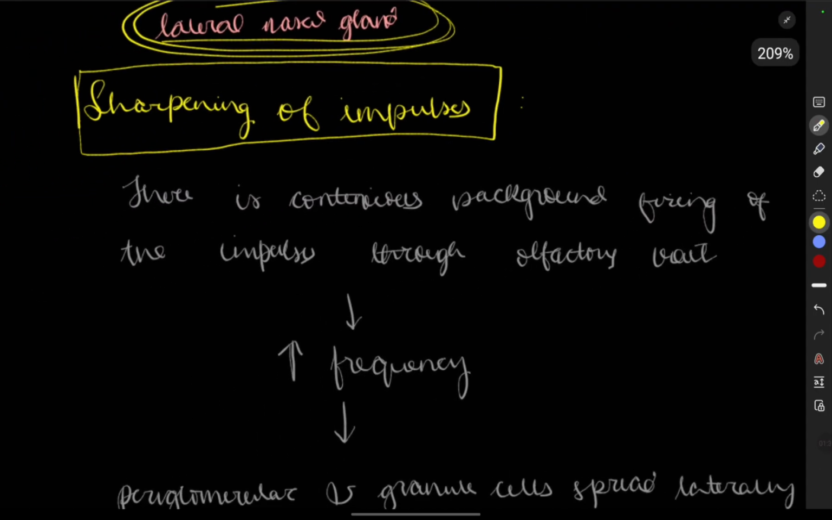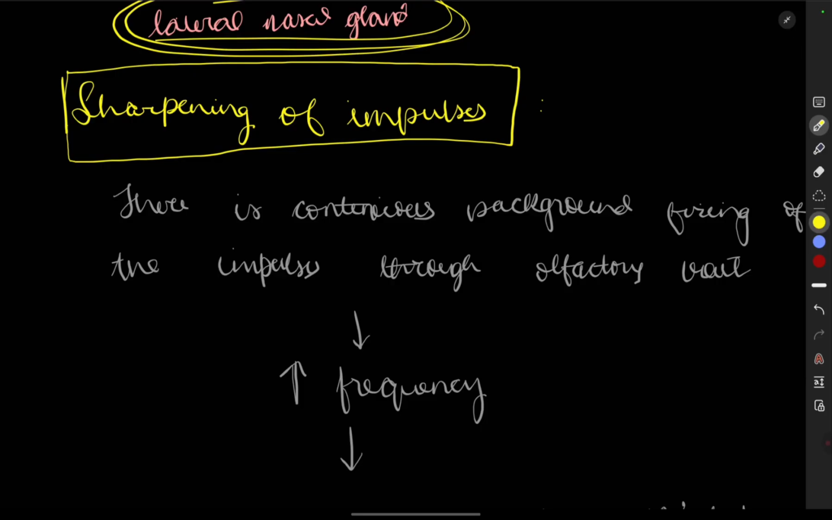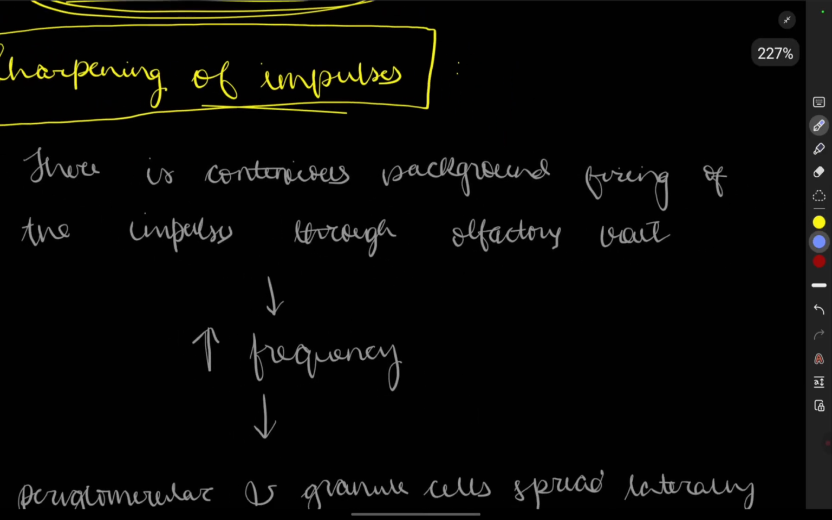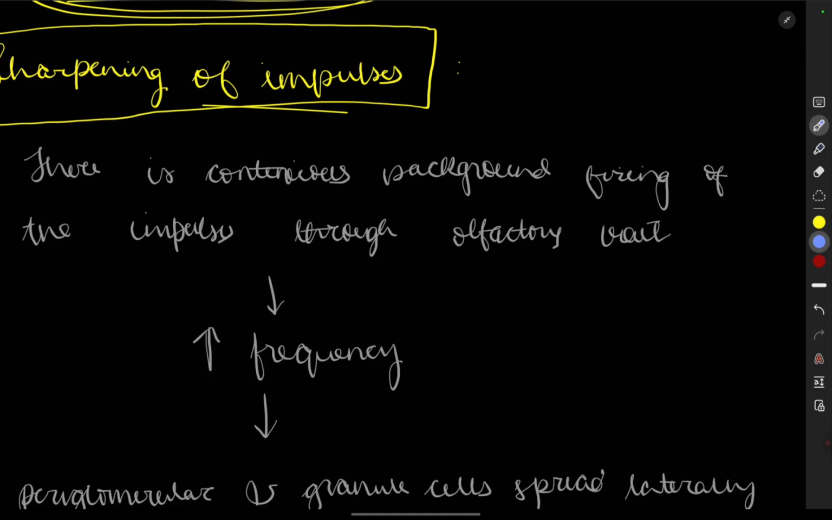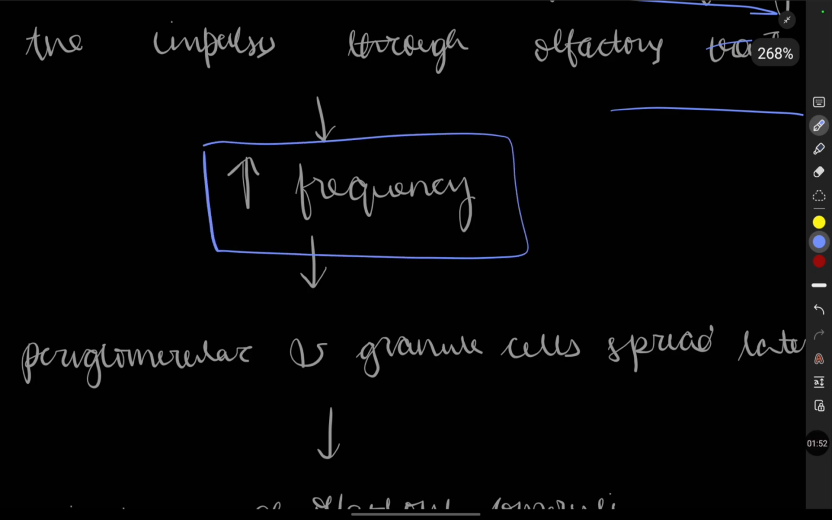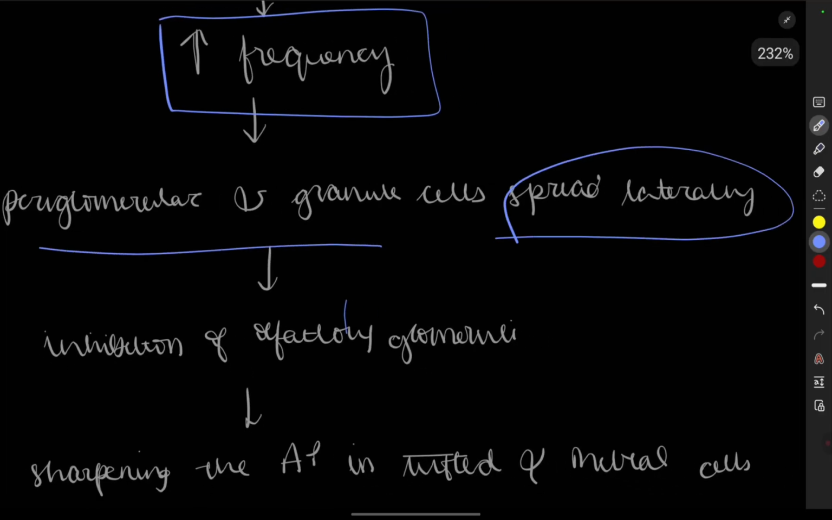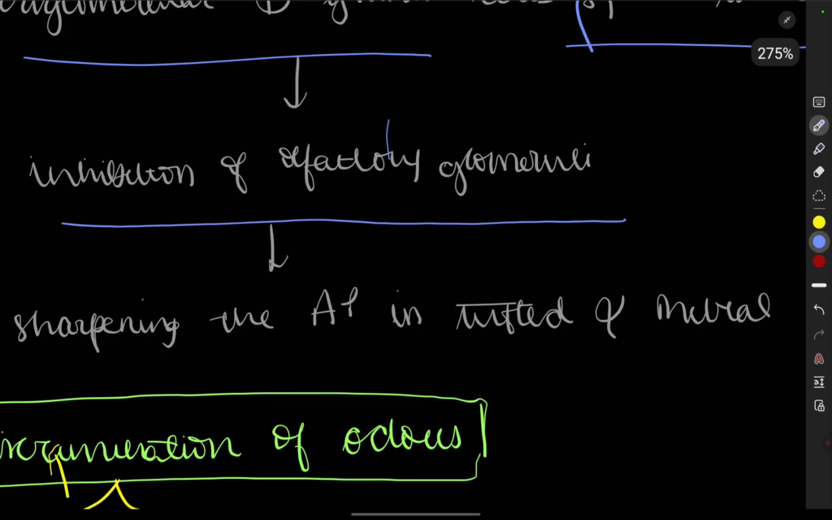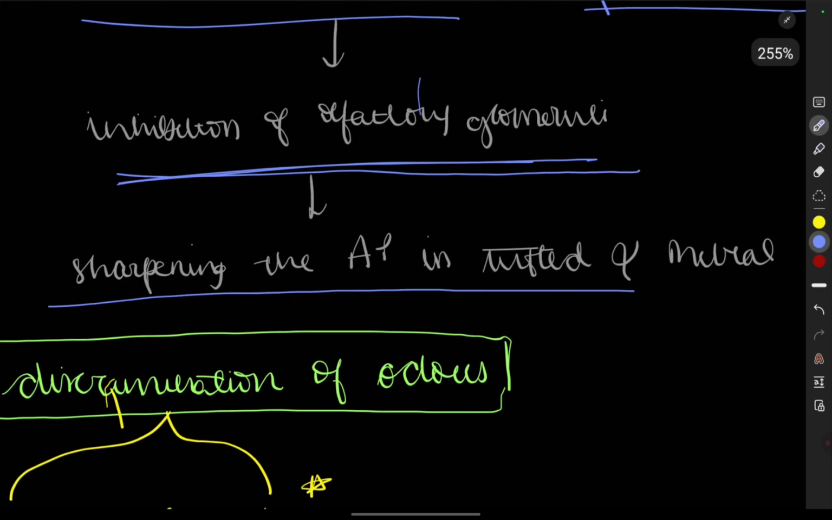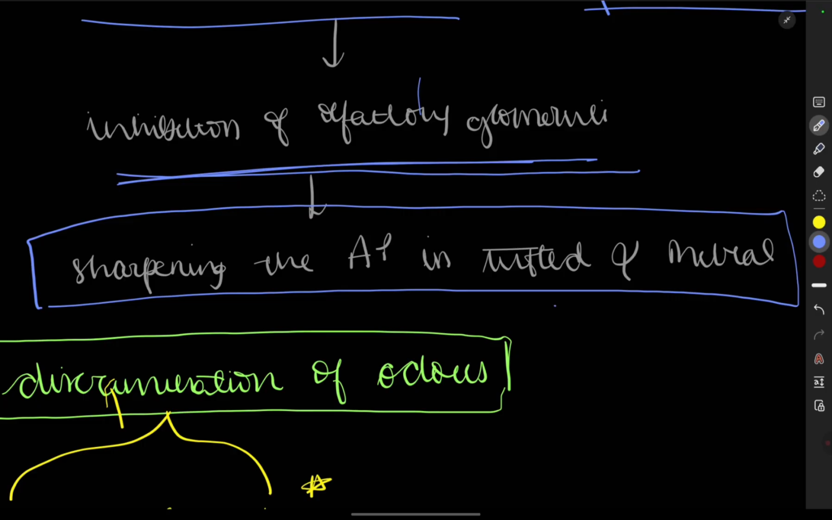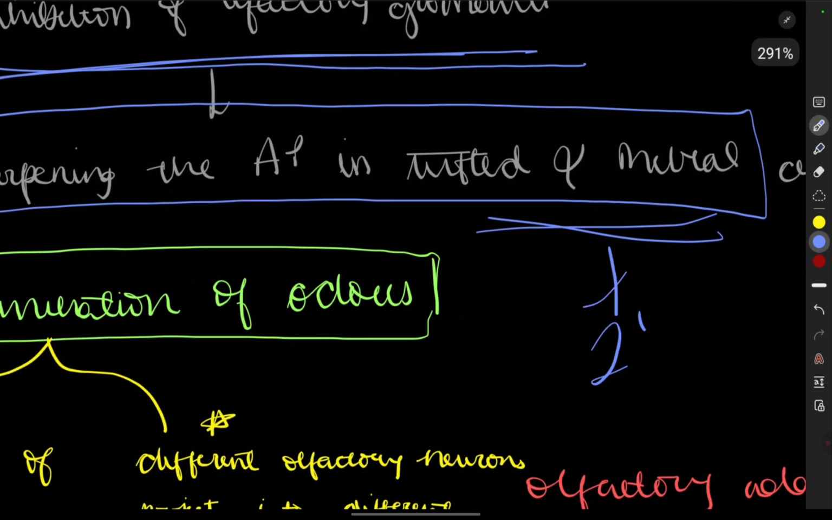Now, talking about the sharpening of impulses, there is a term called sharpening of impulses. What happens is there is continuous background firing of impulses through the olfactory tract, which increases the frequency. The periglomerular granule cells spread laterally, which causes inhibition of the olfactory glomeruli and the sharpening of the action potential in the tufted cells and the mitral cells, which are the second order neurons.